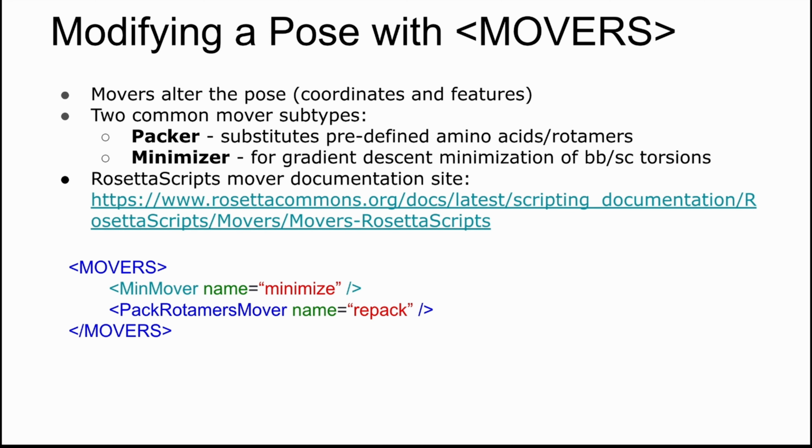Okay, so moving on to movers. Movers are things that alter the pose. There are two common subtypes, the packer and the minimizer. We've talked about this before. Just to go over it again, the packer substitutes amino acids and rotamers for sampling, and the minimizer minimizes the backbone and sidechain torsion angles. Here's some documentation on the movers you can use, and as an example, in this case, this is the min mover and the pack rotamers mover.